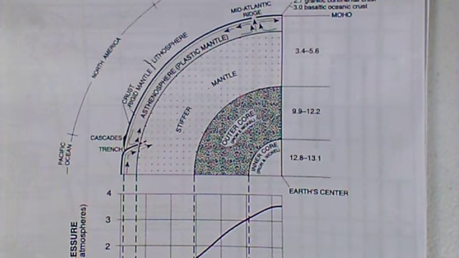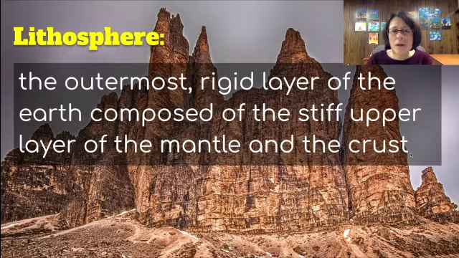So very, very slow, but there is movement there. Above the asthenosphere and above the mantle, and part of the mantle and also part of the crust, is the lithosphere. This is the outermost rigid layer of the Earth composed of the stiff upper layer of the mantle and the crust.